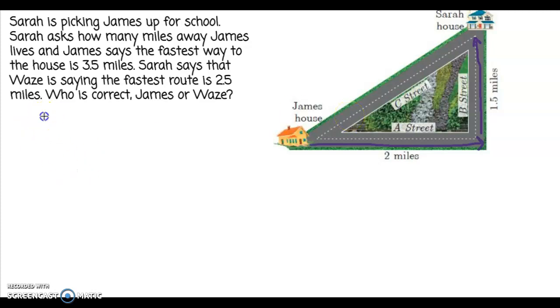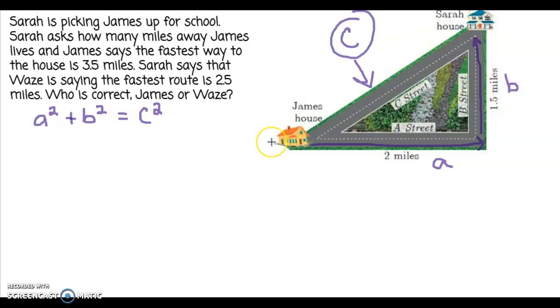So the first thing we need to do is look at the Pythagorean theorem, because guess what we have? A right triangle, and we are missing a side of our right triangle. Since we are missing the hypotenuse, remember the hypotenuse, or the longest side of the triangle, is known as C in our equation. So we are looking at this side being A, B Street, we'll just call that one B, and we're going to try to find C to see if Waze is correct in their measurement of 2.5 miles.